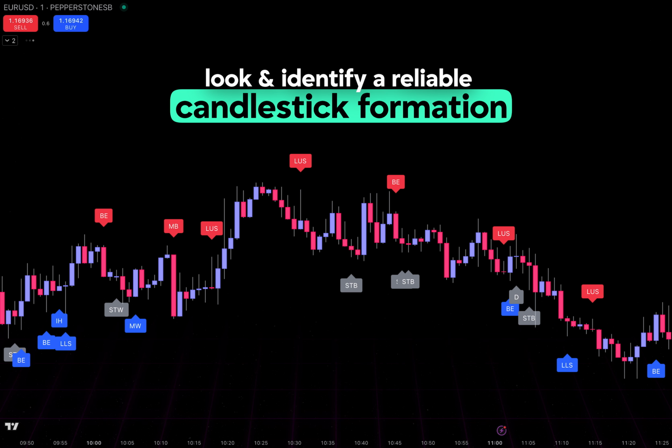And what specifically we are looking for is a reliable reversal candlestick pattern at the zone, clearly signaling that the buyers or sellers are stepping back into the market and confirming our anticipated trend shift.